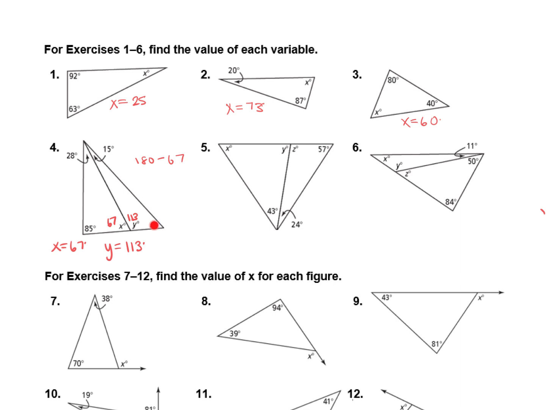Now angle Z is an interior angle. I can see that we actually have the other two interior angles now that we have Y. So if we subtract 15 and 113 out of 180, we get 52 degrees. So Z equals 52.